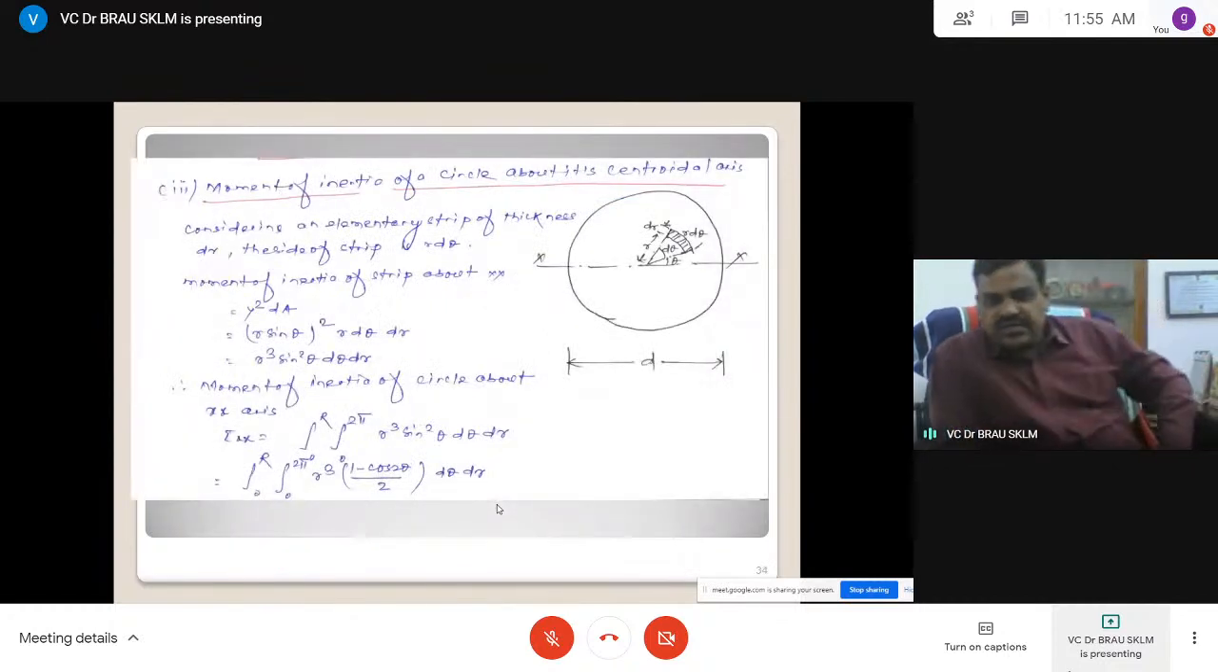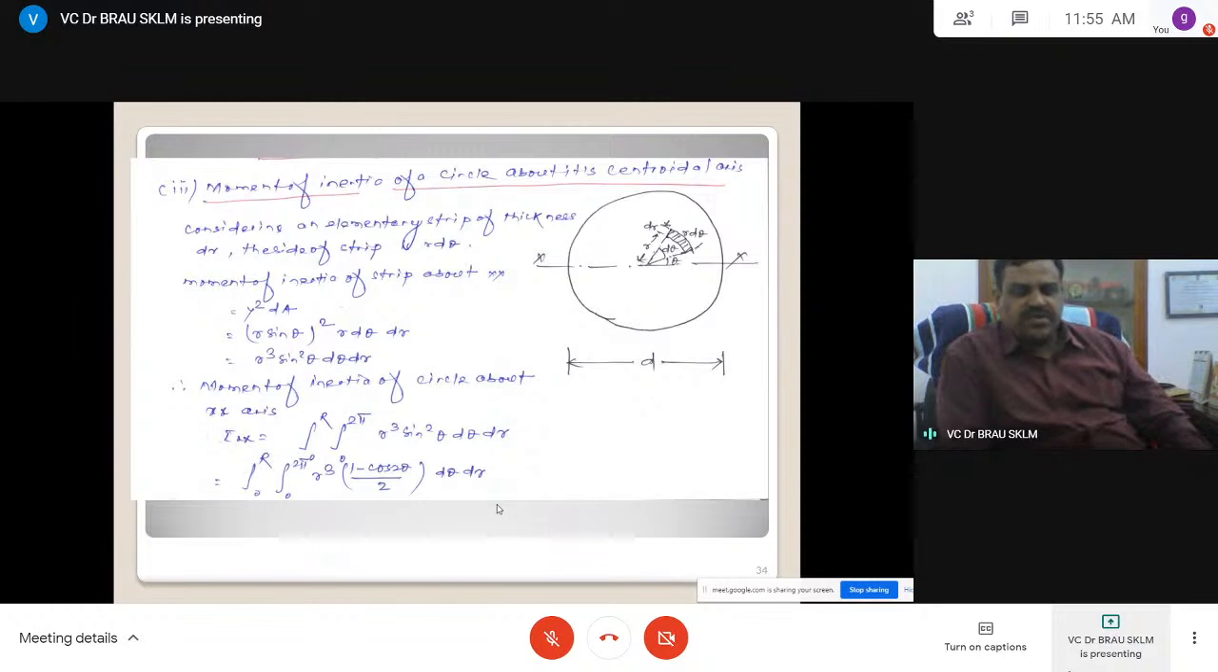Now let us consider simple laminas. These appear in composite sections. As already mentioned, we will consider mostly 2D cases. Here a 2D lamina we have considered. We only need to find the centroid. Once we know the centroid, we can determine the moment of inertia.